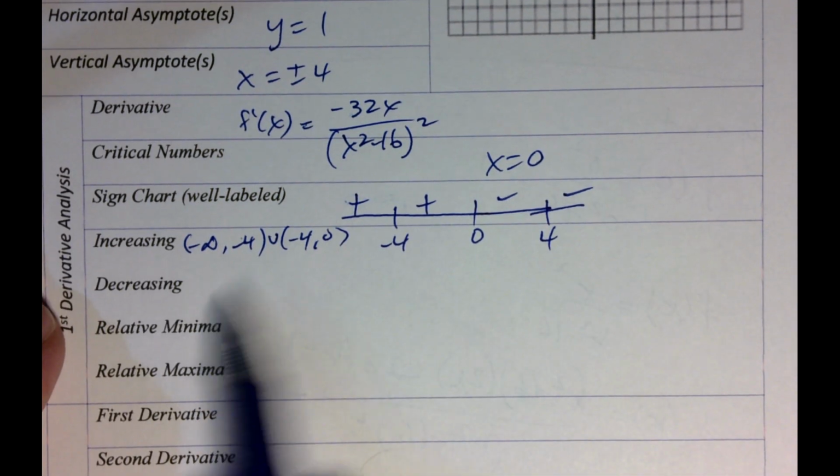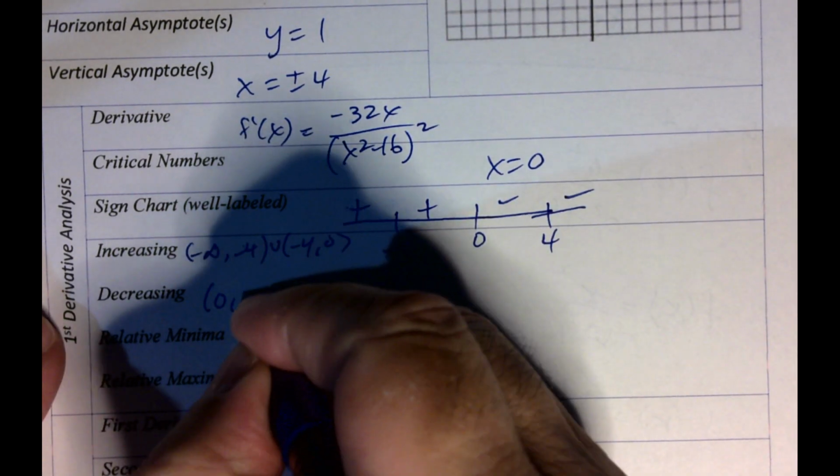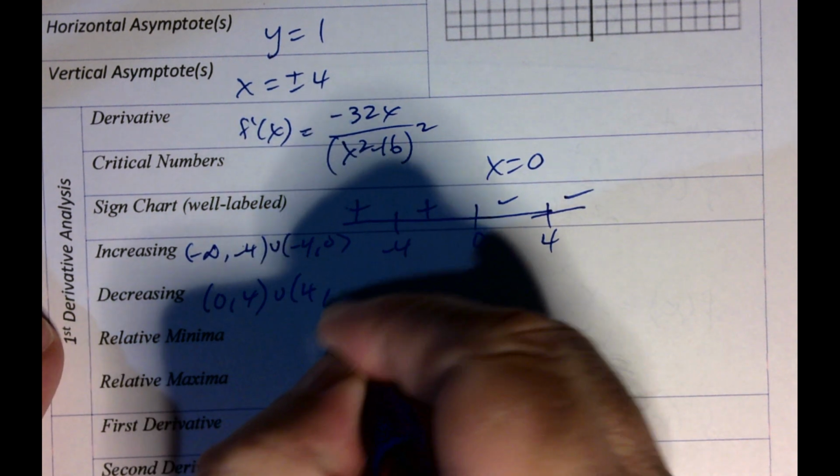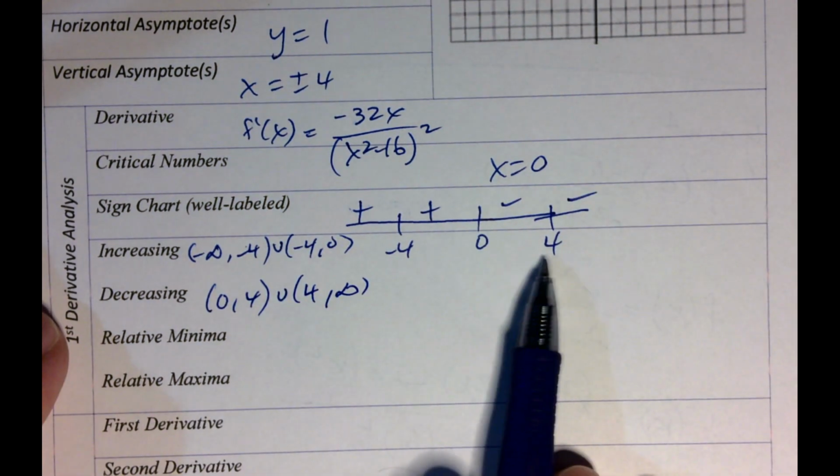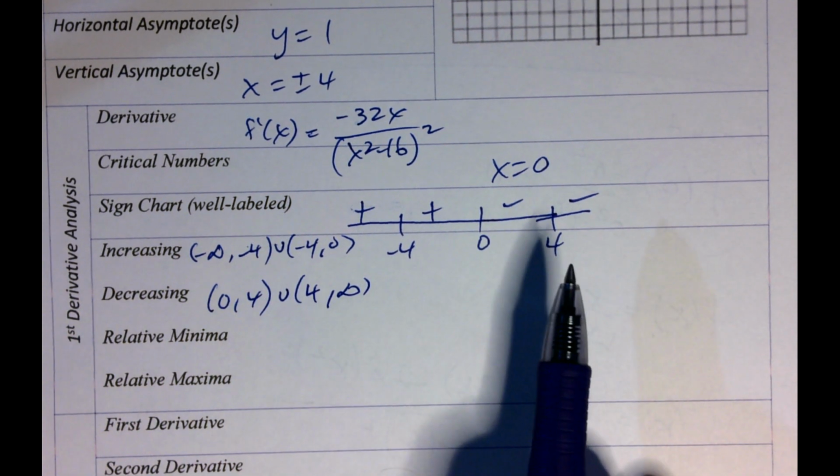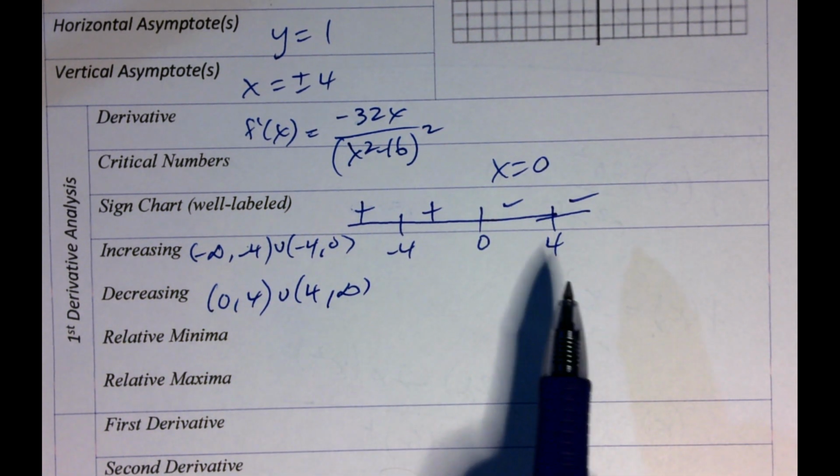It's decreasing from 0 to 4 and from 4 to infinity, right? Because of this break. And if you're not sure what I'm talking about when I say break, when I graph it, you'll see what I'm talking about.